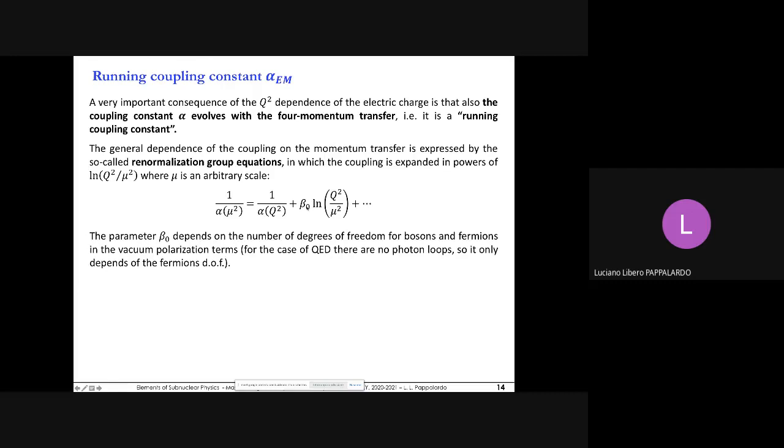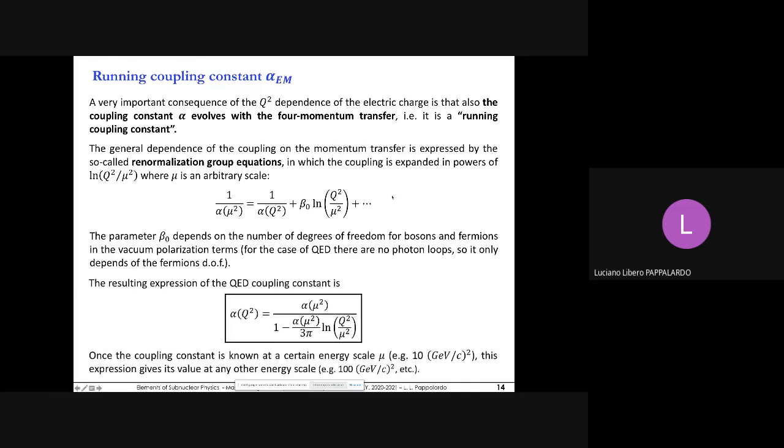We have a parameter here, beta 0, which depends on the number of degrees of freedom for bosons and fermions in the vacuum polarization term. In the case of QED, there are no photon loops, so it only depends on the fermion degrees of freedom. Now, suppose you stop your expansion here. You can invert this equation and extract the dependence of alpha on Q square. And it turns out to have this behavior.